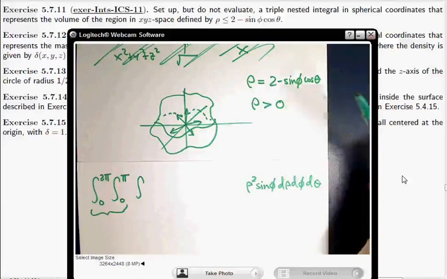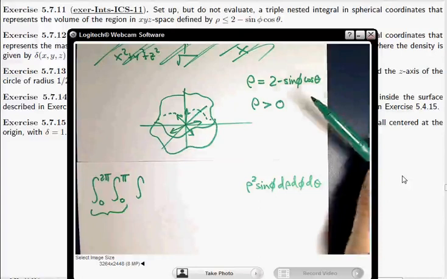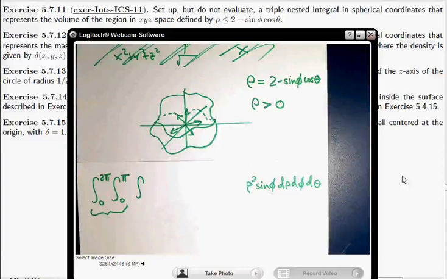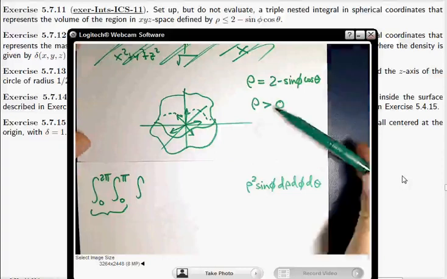Let me pause, make sure everybody's on board. Is everybody good? Who asked me this question? Does that make sense? Yeah, but I'm a little confused about why rho is larger than 0. Why rho is greater than 0?